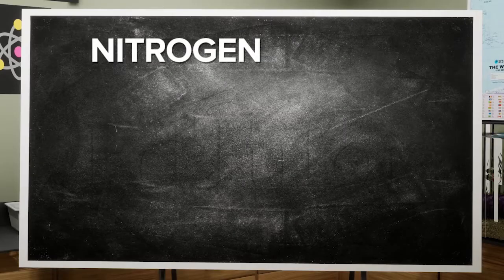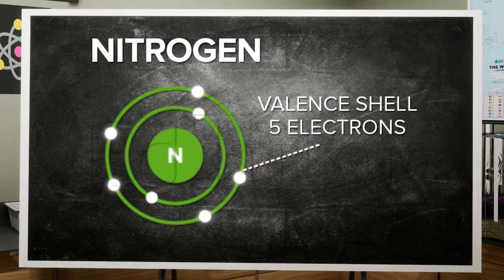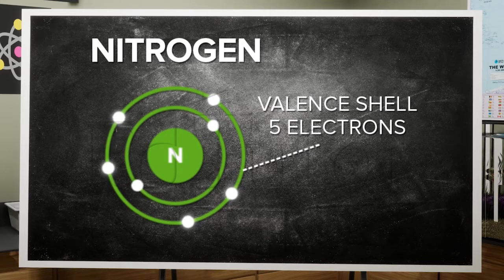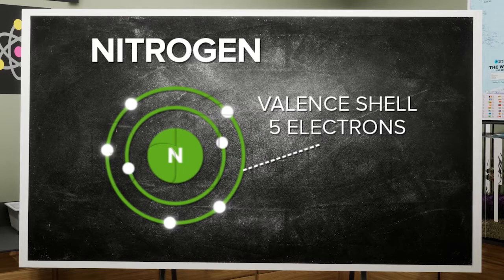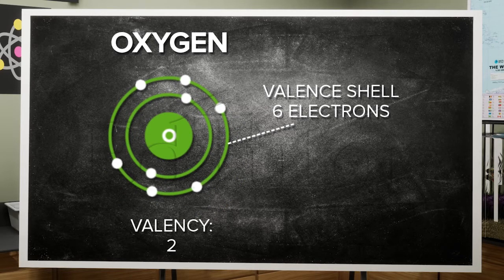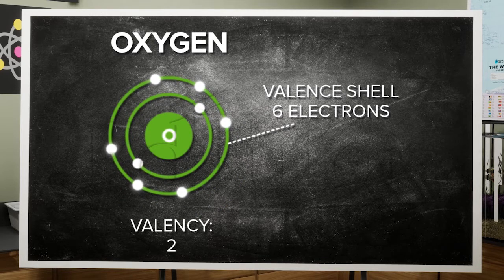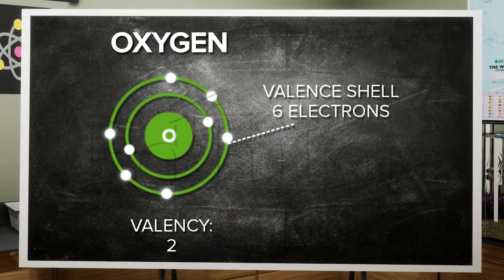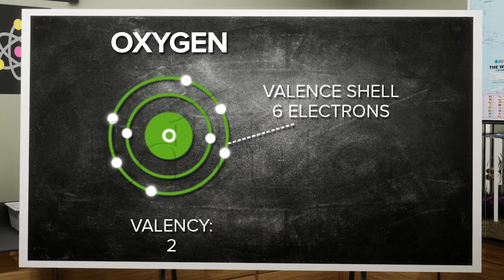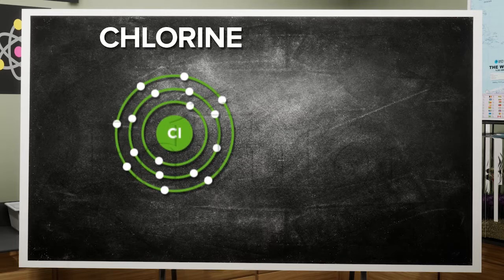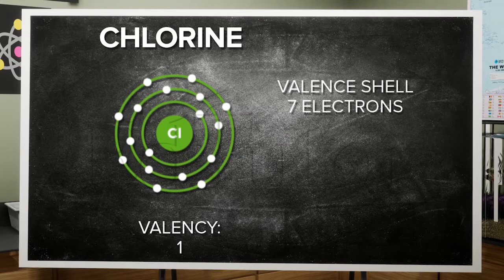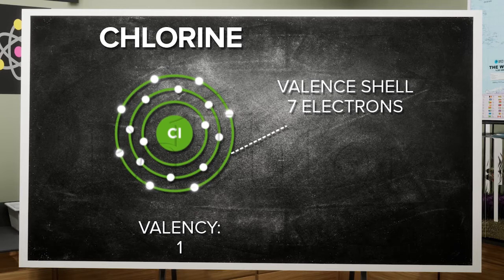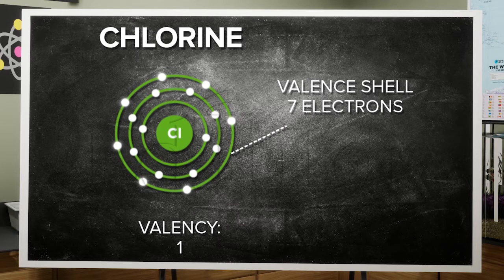Let's take a few examples, starting with nitrogen that has 5 electrons and requires 3 more to complete its octet, so its valency is 3. Oxygen's valency is 2 because it has 6 electrons in its valence shell, so naturally it will gain 2 electrons, while chlorine gains 1 electron and shows the valency of 1 because it has 7 electrons in its outermost shell.